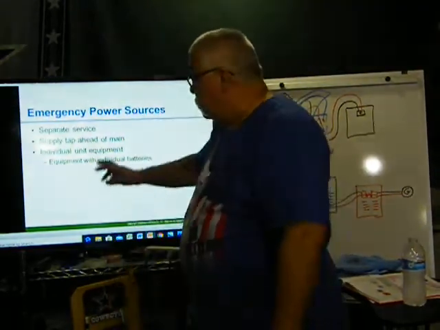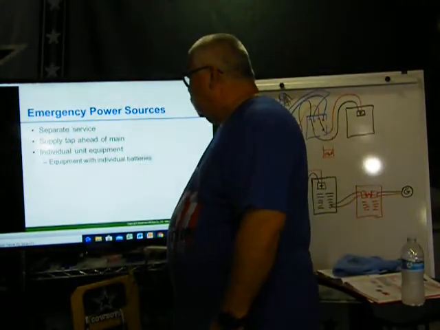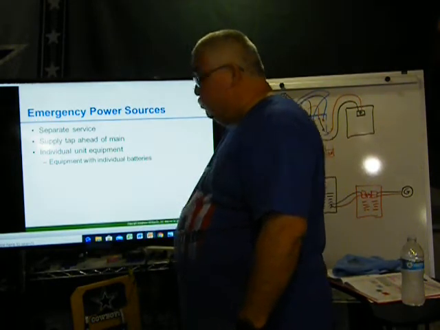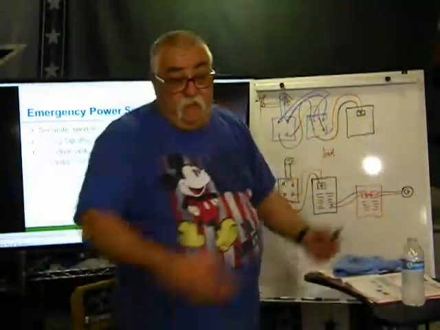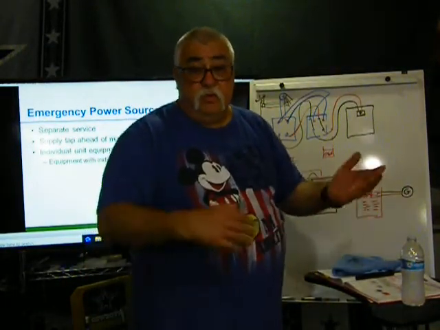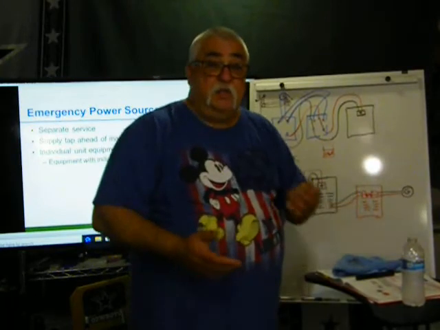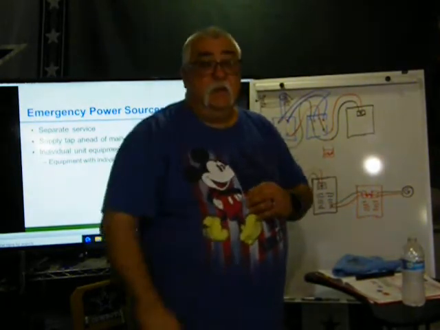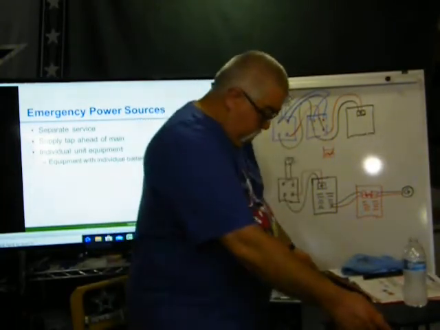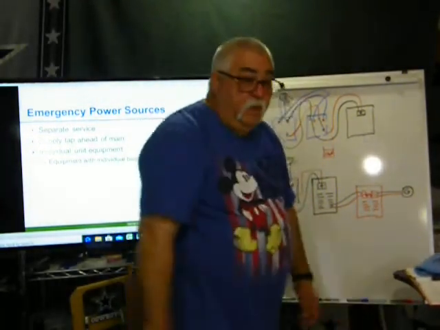So there's the separate service, supply tap ahead of the main, and individual unit equipment with individual batteries. So you have a piece of machinery that can run on either electrical or battery. It's always charged, power goes down, the machine continues to run. Or emergency lights in the hallway or in the stairwell. Power goes out, those come on.